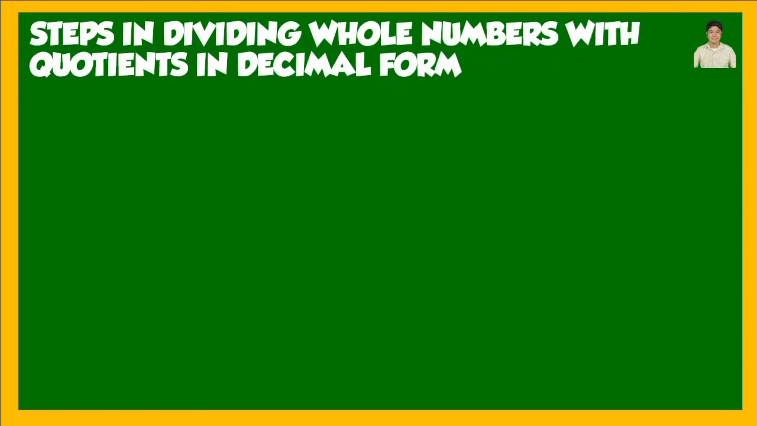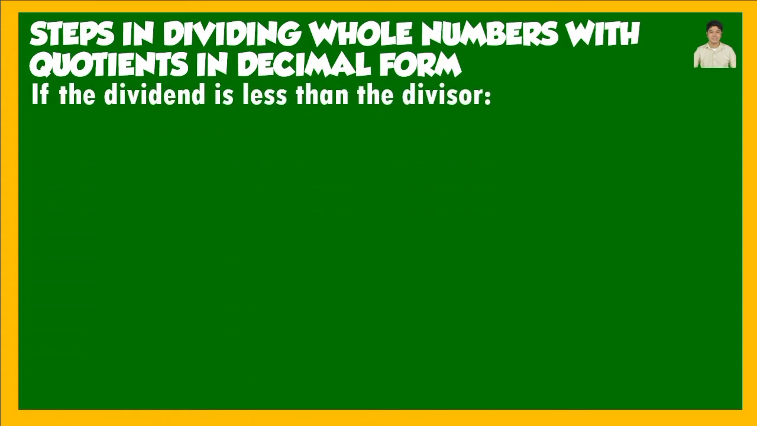So, let us now proceed to topic number 2. So, for topic number 2, we have dividing whole numbers with quotients in decimal form. So, this time, we will be dividing two whole numbers wherein the result obtained is in decimal form. Okay, hindi po whole number ang makukuha nating sagot, kundi in decimal form. So, meron tayong dalawang condition.